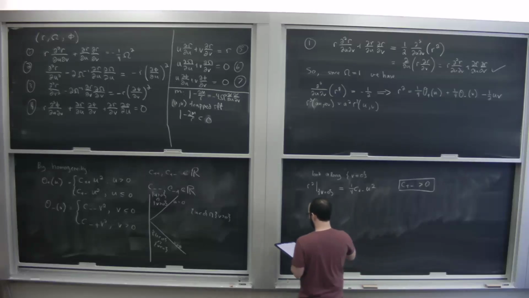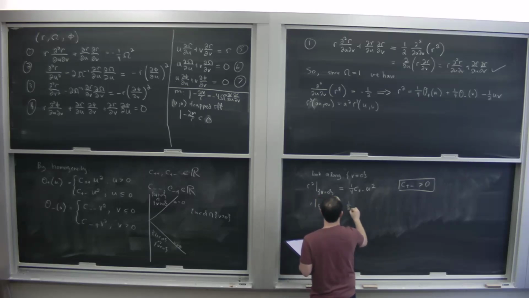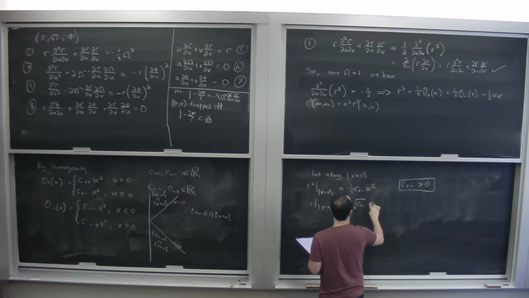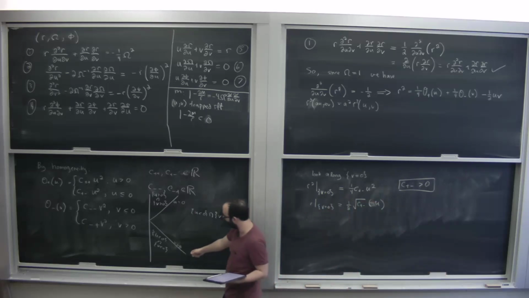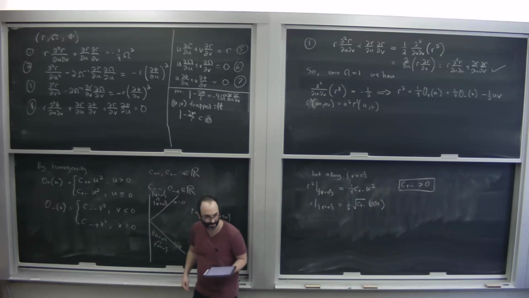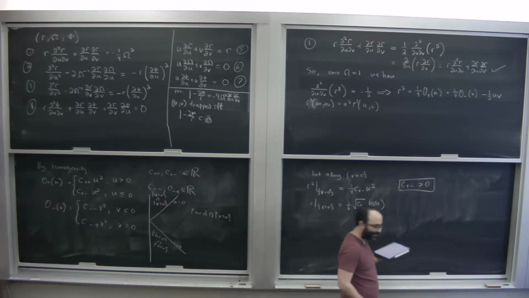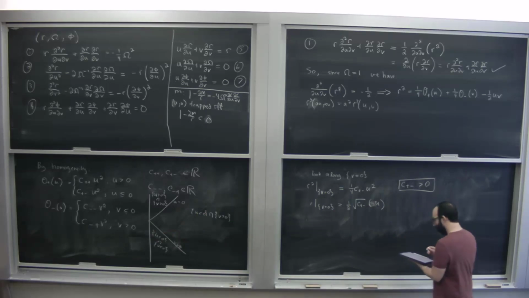We can solve for that. So we get that r at v equals 0 equals 1/2 square root of c plus minus, let's write it, minus u. Because remember, so I drew this picture. So on v equals 0, u is negative, right? So that's the right way to write it.